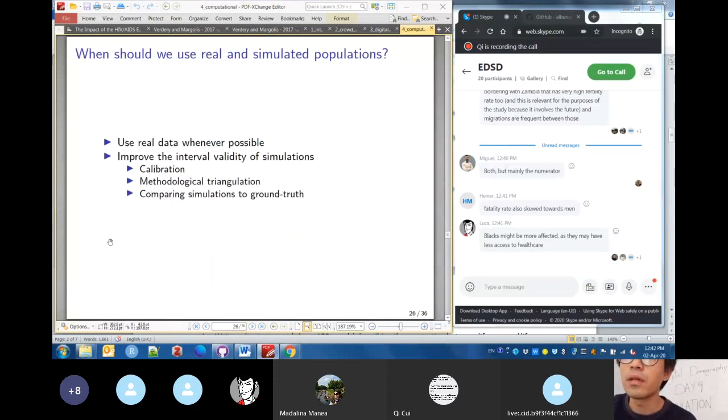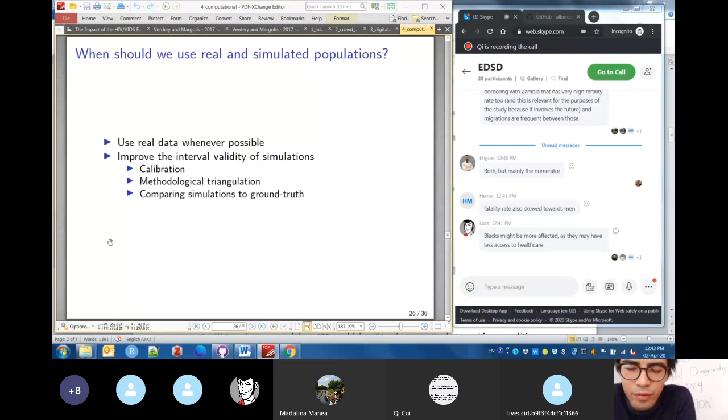So I just want to conclude with some thoughts about when I think we should use real populations, and when we should rely on simulated populations. The general recommendation is to use real data whenever you can, because simulated data is not real, and that can be an issue.